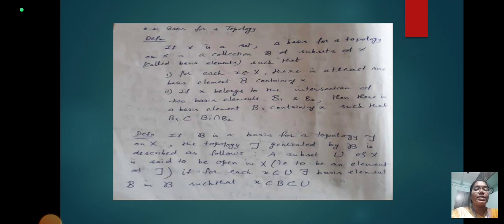Here also we can say that a subset U belonging to X is said to be open in X, that is to be an element of tau, if for each x belongs to U, there exists a basis element B in script B, such that x belongs to the basis element which is a subset of U. If we can write x belongs to B, where x belongs to capital X and B belongs to script B, and B is a subset of U, where U is the open subset of X, then we can say that tau is generated by script B.